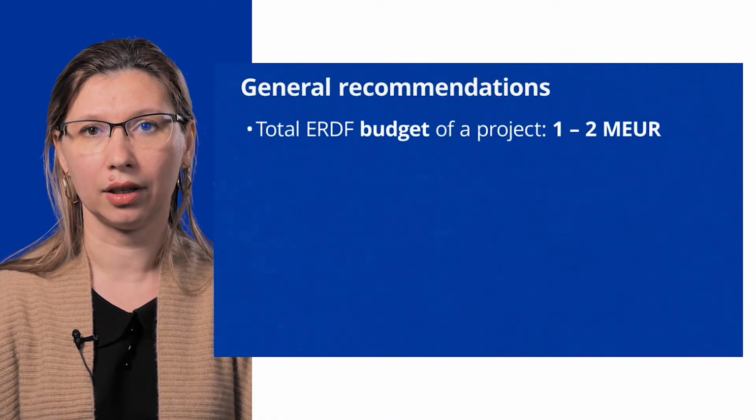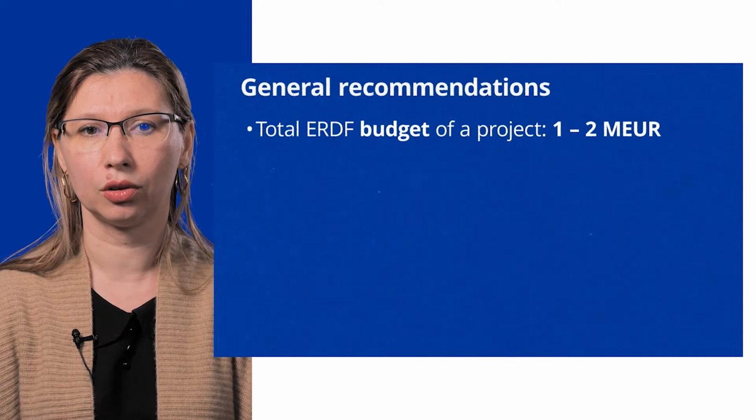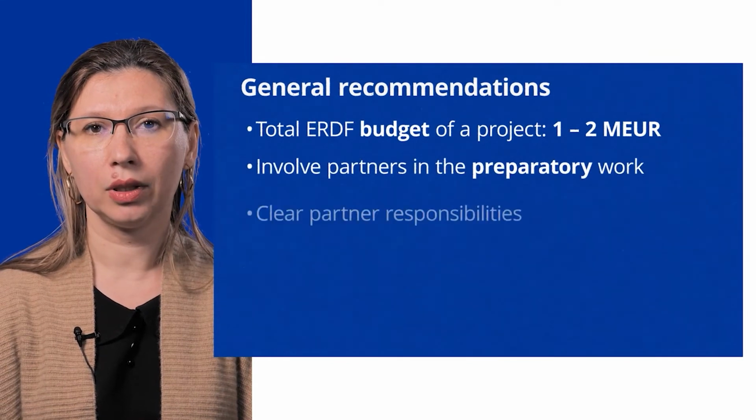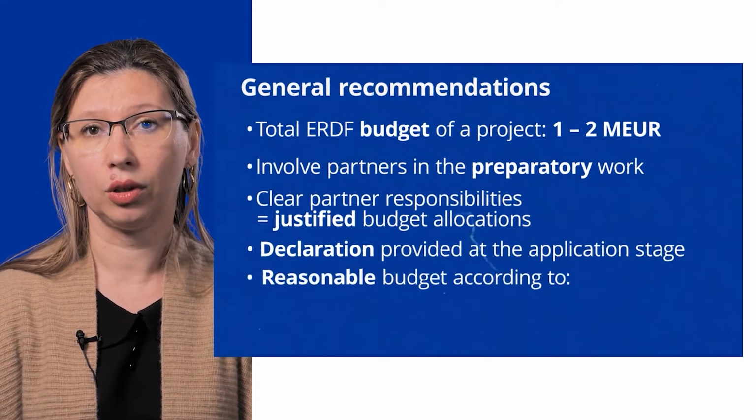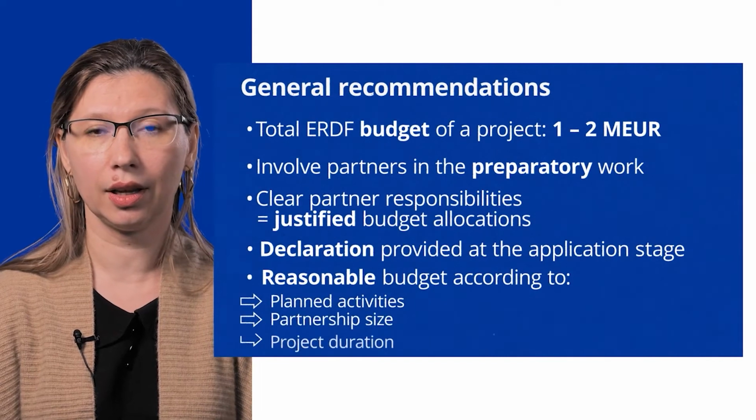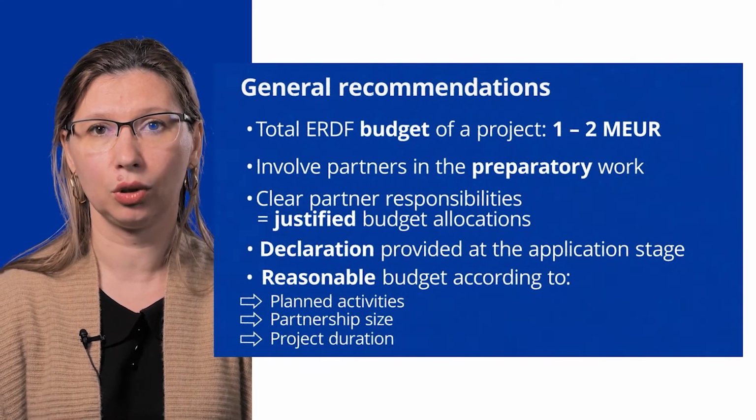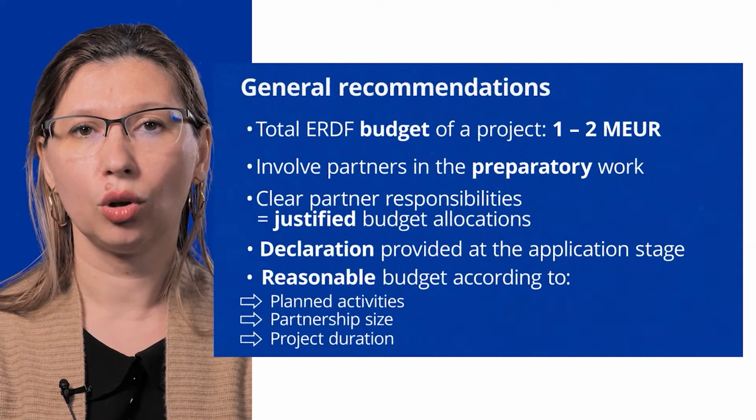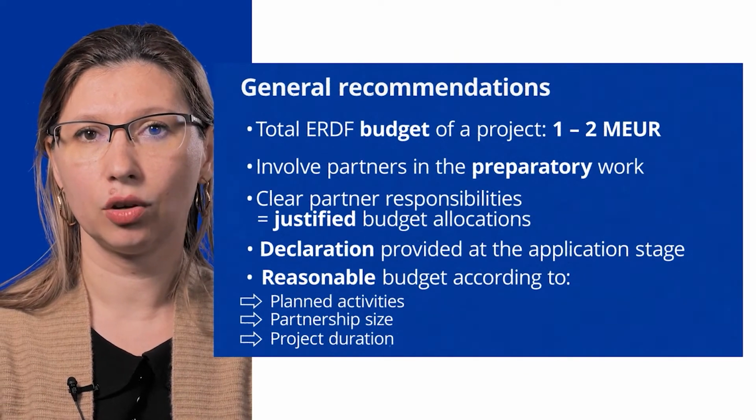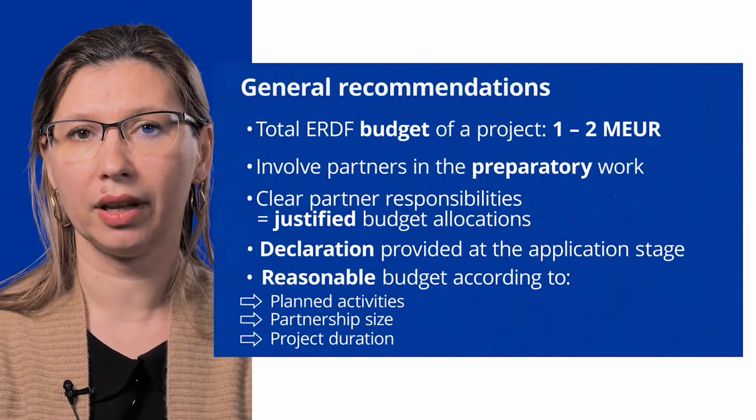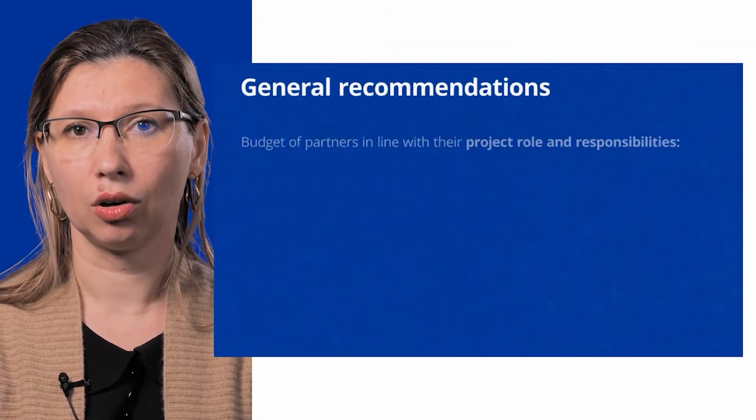On a general level, you should know that an Interreg Europe project usually receives an ERDF co-financing of 1 up to 2 million euros. This budget correlates with the dimension of the partnership, the duration of the project, and the activities and responsibilities allocated to each of the partners. Ideally, they should all have a say in the preparatory stage of the project, so make sure to involve them ever since the beginning. There are several types of partners that will participate in your project. They will have individually allocated budgets based on their roles.